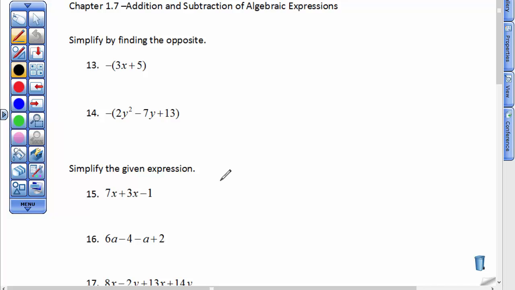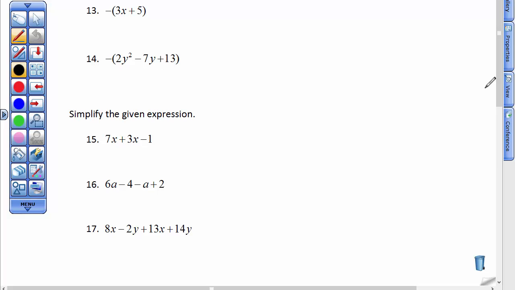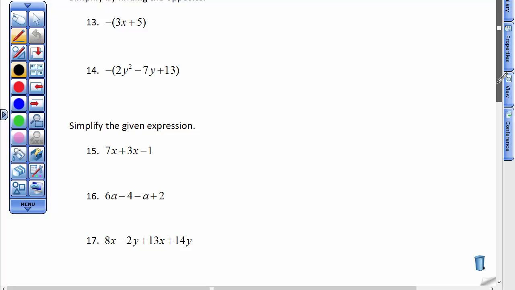Alright, so next I want to find the opposite of a binomial or a trinomial. I want you to know that that's like taking a negative 1 and multiplying it times what's in the parentheses. So a negative 1 times 3x is a minus 3x. A negative 1 times 5 is a minus 5. So essentially the signs got changed.